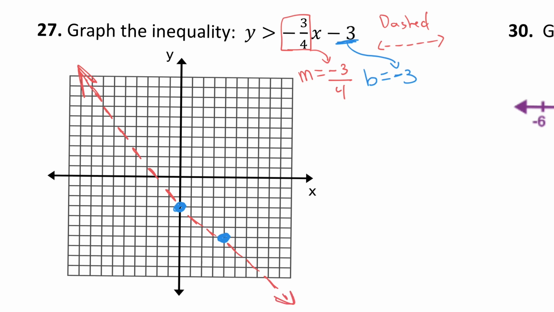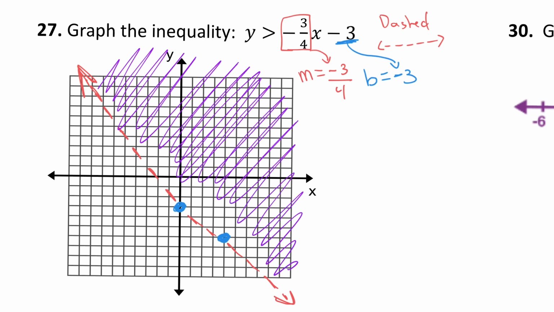Now we need to know what side to shade. The way you can check is by looking at the inequality next to the y, and this only works when y is by itself. When y is by itself, if you have a greater than, that means you are going to shade the top of the y-intercept. So the top of the y-intercept is right here. So all of this area, the top of the line, is what you are going to shade, not graph. You're going to shade all the area on top of the line.